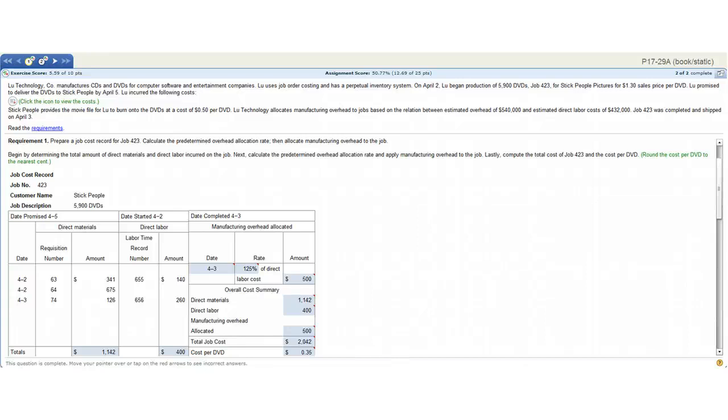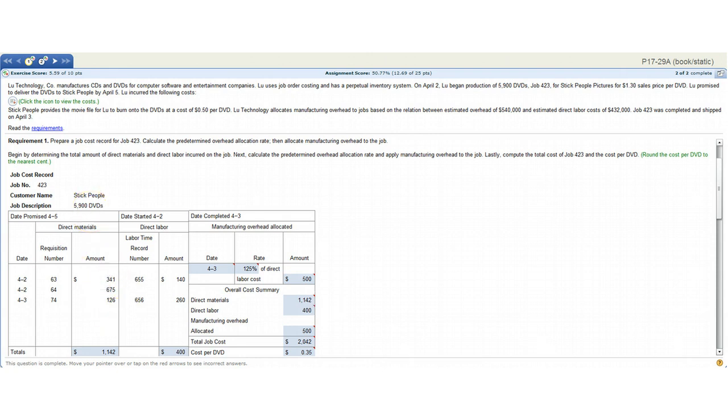Alright, this is your problem. This is P1729A. And what I thought I would do is go through and just explain where the numbers come from. What we see here is a job cost record. It has direct materials, direct labor, and manufacturing overhead. And those three things, DM, DL, and overhead, are how we arrive at the total job cost.